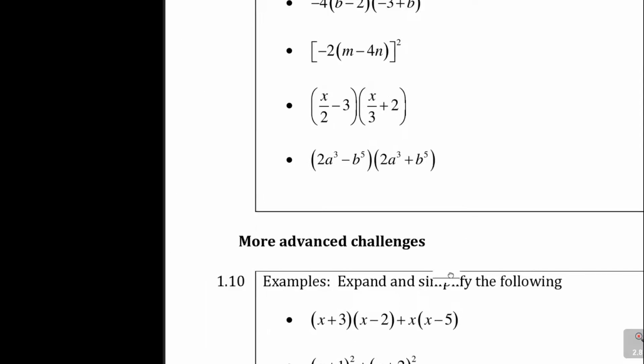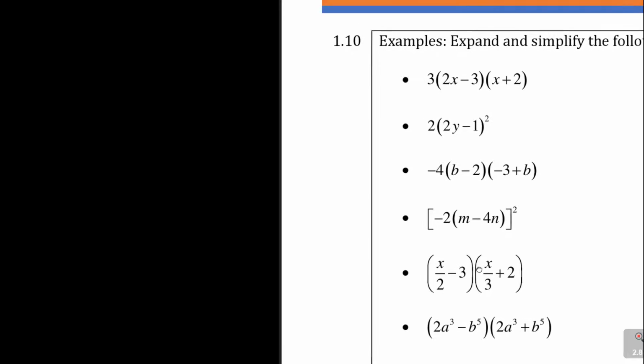Let's continue, guys. I hope you're benefiting from this. There is another one. Now I want you to pay close attention to what I'm going to do here. It says minus 4 bracket b minus 2 minus 3 plus b.